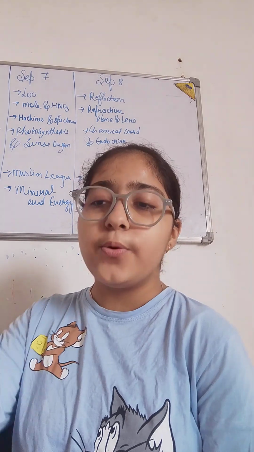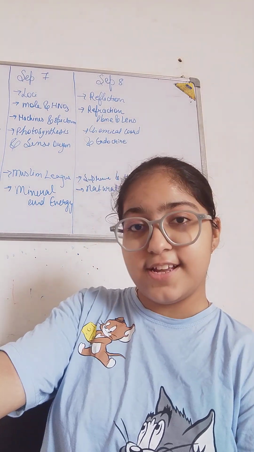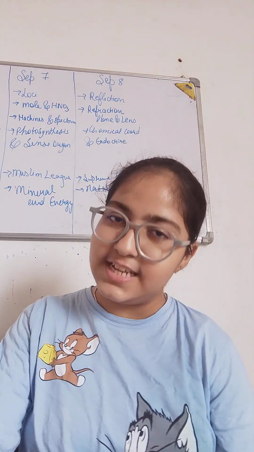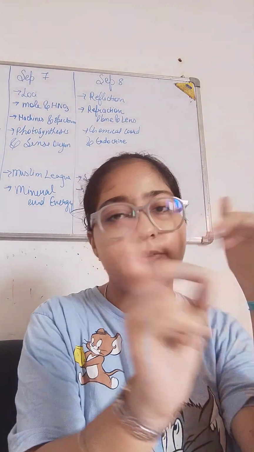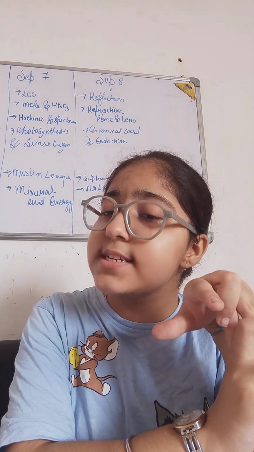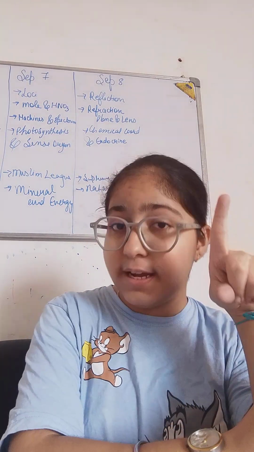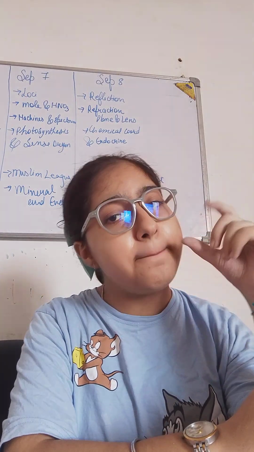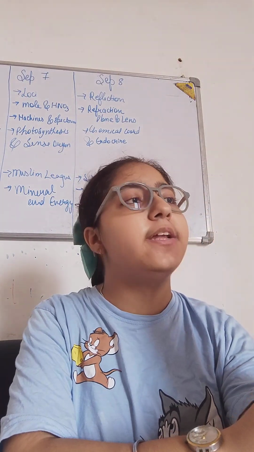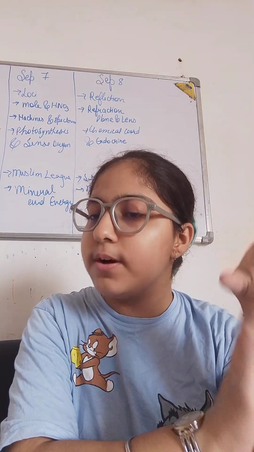Question number one: where can you find ammonia in free state? So ammonia can be found in free state in traces in natural water and in air. The next is, how can you find ammonia in combined state? In combined state you can find ammonia in the form of compounds like ammonium chloride, ammonium nitrate, ammonium compounds.